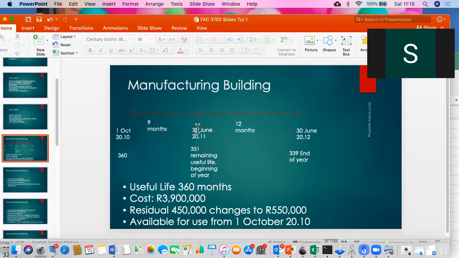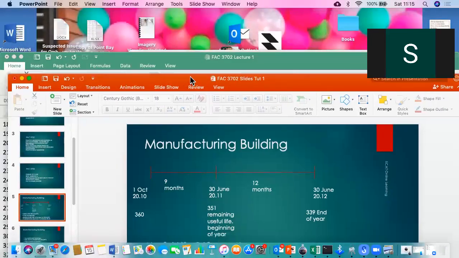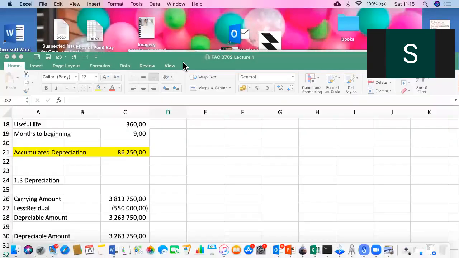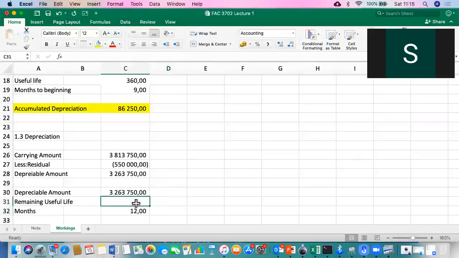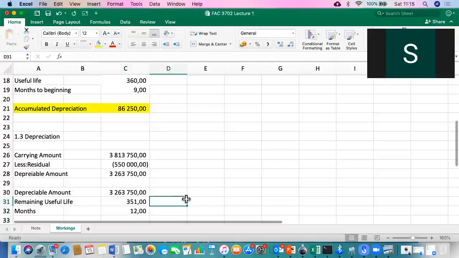That means it was going to have a life of 360 months. So as time goes on, that life becomes shorter and shorter. After 9 months, at the beginning of our current year, that remaining useful life can be expressed as 351. 360 originally, 9 months later, it's become 351. And at the end of the year, it will be 339. So remaining useful life is the useful life, but it comes down as time goes on. So at the beginning of the year, the remaining useful life is 351. So that's what we calculate our depreciation on, the 351.